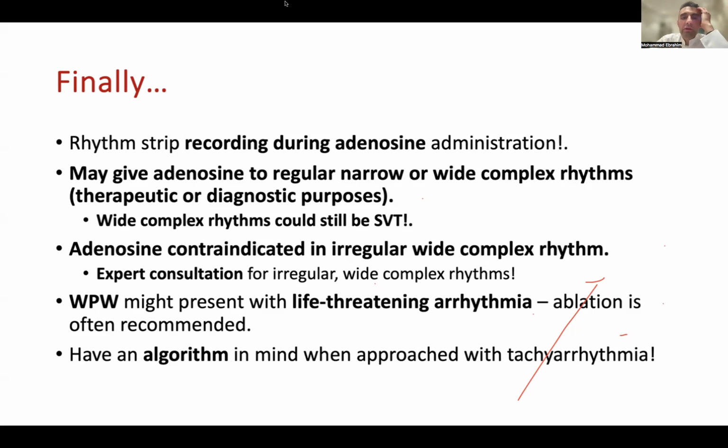We offer ablation at 15 kilograms and above. If we think the accessory pathway is parahisian, we might wait for the child to grow older, maybe 25 kilograms. But in general, otherwise, 15 kilograms is good enough.